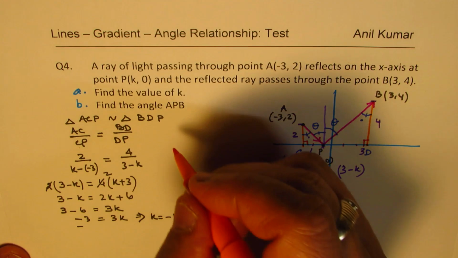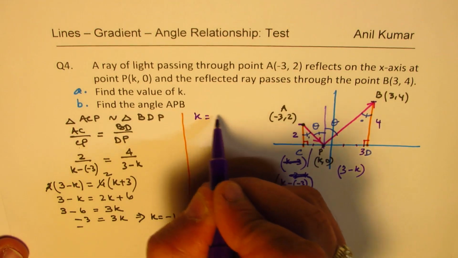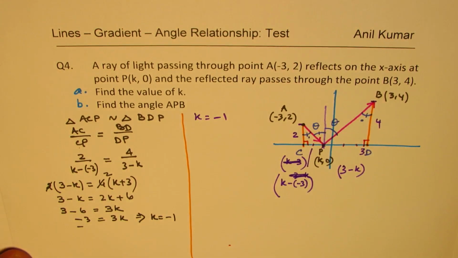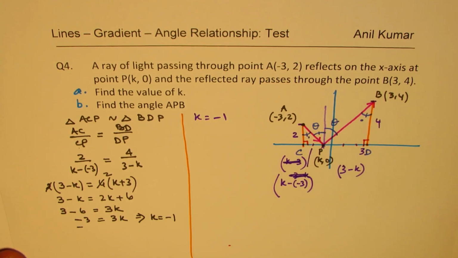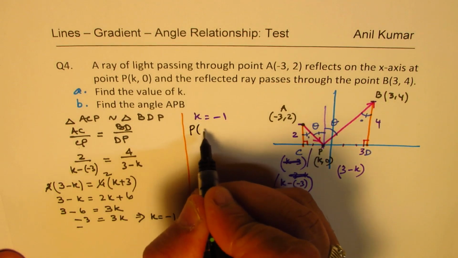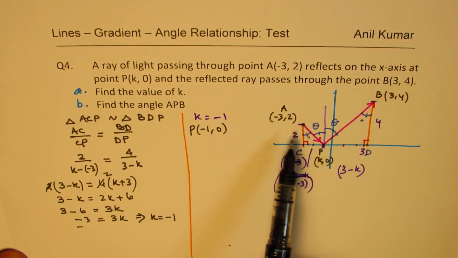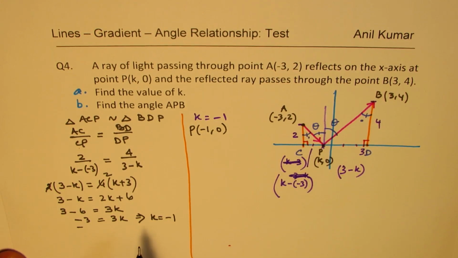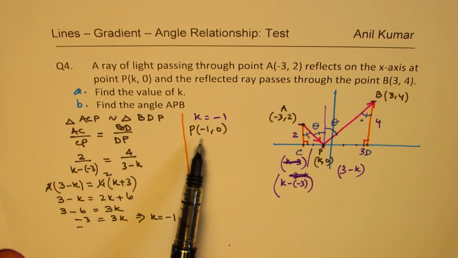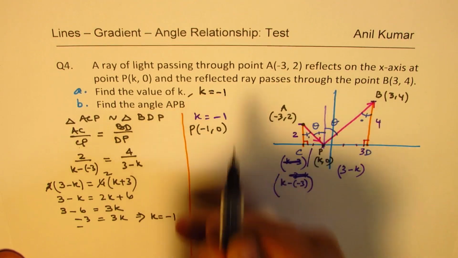So our diagram was pretty accurate. Okay. So what we figure out is that the K value is equal to minus 1. Perfect. Now since we know that, point P is therefore minus 1, 0. Clear? So you'll see that it is not the midpoint, right? It is not 0. It is more on this side. Okay.